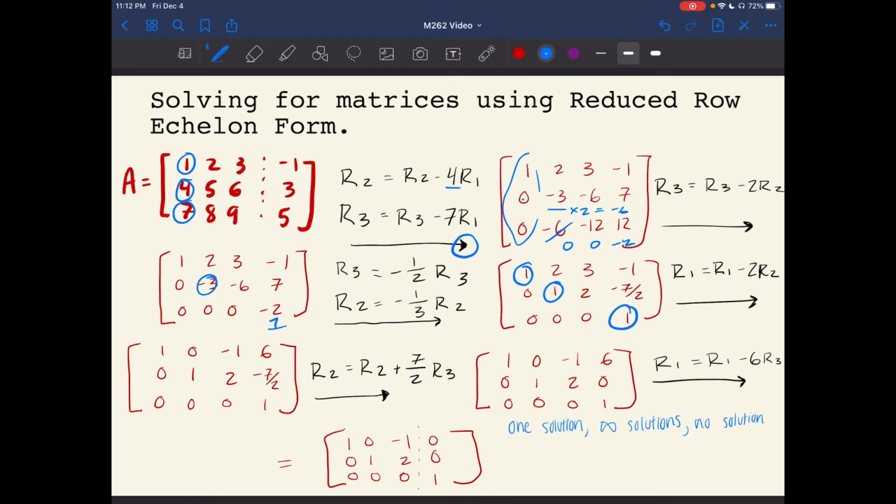But now, as we mentioned before, we need to get rid of what is above and below our leading ones. So here we have 2, -7/2, and -1.